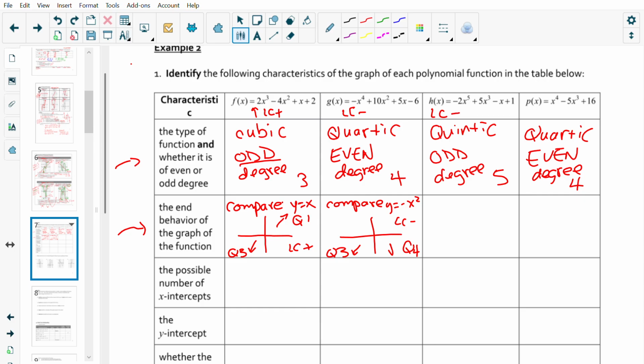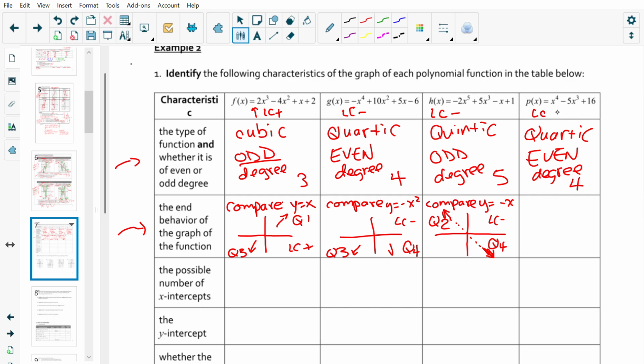Quintic, odd degree. LC is negative. This is an odd degree, so I'm going to compare it to y equals negative x. Remember our odd degree cousin? We know y equals x does this. If we draw that, y equals negative x does that. So it starts in quadrant 2, it ends in quadrant 4. And the LC is negative.